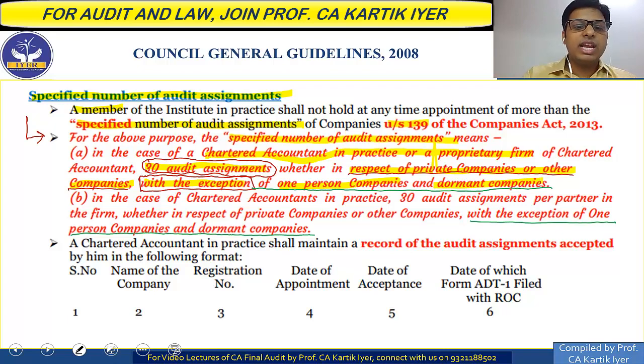Okay. In the case of chartered accountants in practice, 30 audit assignments per partner in the firm, whether in respect of private companies or other companies, with the exception of one-person companies and dormant companies, same point. But if it is a CA firm, then basically we'll take 30 per partner. Okay, we'll take 30 audit assignments per partner. Simple. And in that we will exclude one-person company and the dormant companies. Easy, simple to understand.